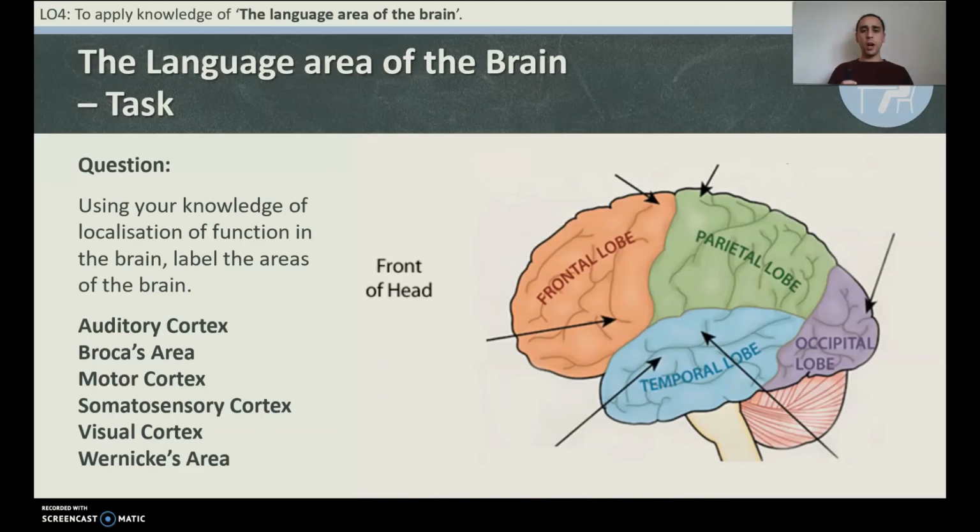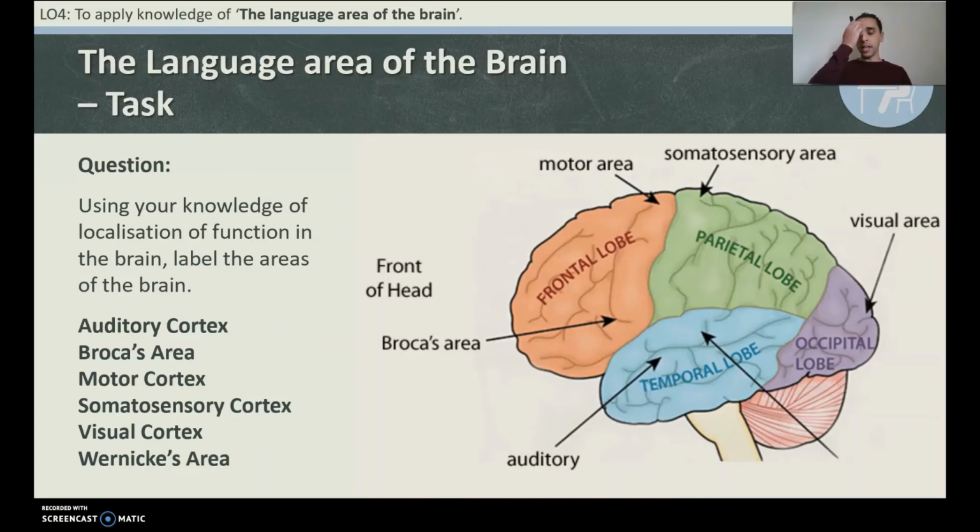Here we go. The auditory cortex is found in the temporal lobe. Broca's area is found in the frontal lobe. The other one found in the frontal lobe is the motor cortex, or motor area. In the parietal lobe, we have the somatosensory area. In the occipital lobe, we have the visual area. And the last one, in the temporal lobe, is Wernicke's area. Lovely. Did you get them all right? You did. Well done.